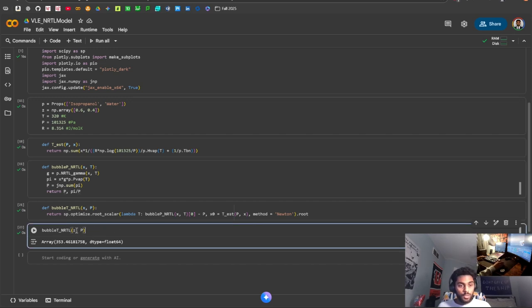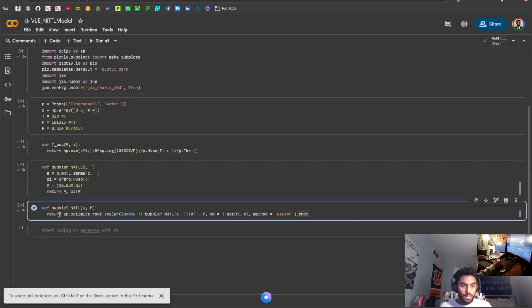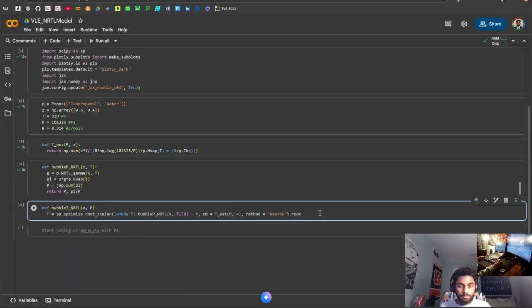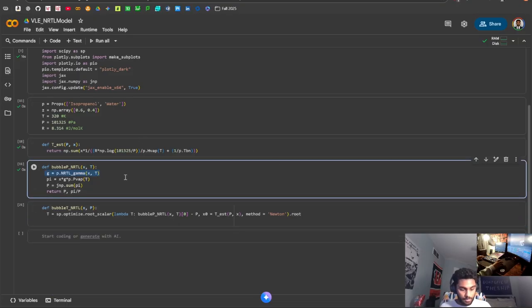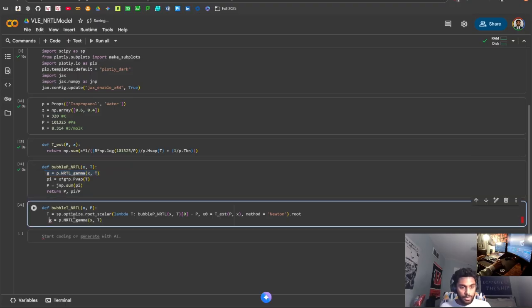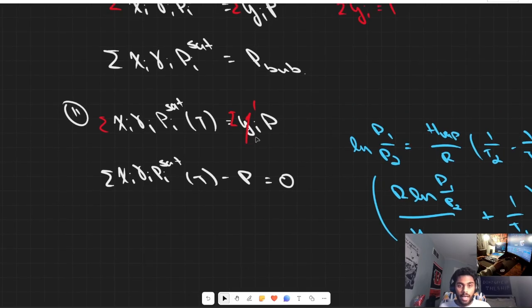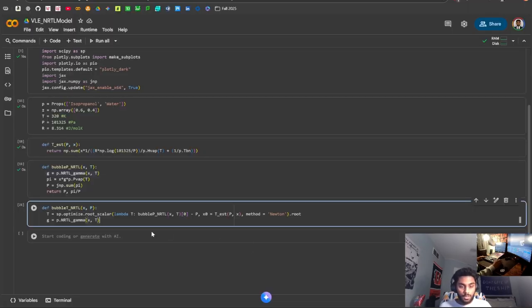But we also want to be able to return our compositions of that first bubble of vapor. So I'm just going to save this. T is going to be equal to that. And we also need to define our gamma, so let me just grab that from up here. There we go, we have our gamma. And now in order to return our vapor phase, we have to divide this entire thing by our total pressure. So we're going to do that.